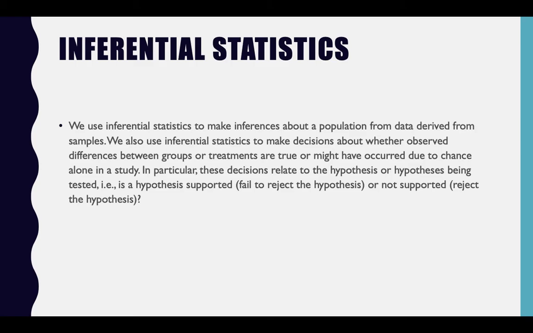We use inferential statistics to make inferences about a population from data derived from samples. We also use it to make decisions about whether observed differences between groups or treatments are true, or if they occur due to chance alone in whatever study you're doing. Specifically, these decisions tend to relate to the hypothesis or hypotheses being tested. So essentially, is the hypothesis supported, where you fail to reject the hypothesis, or is it not supported, where you reject the hypothesis?